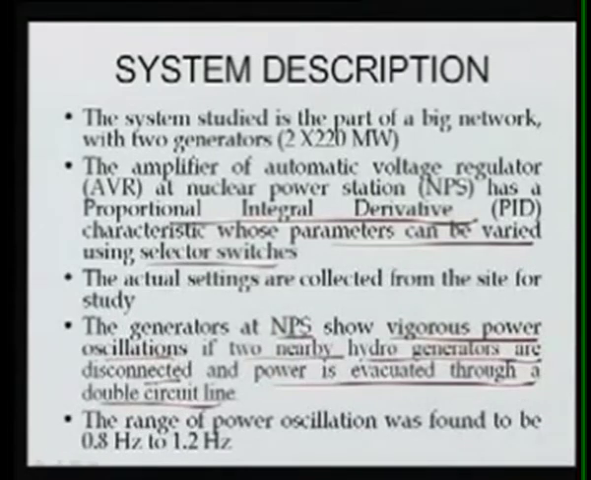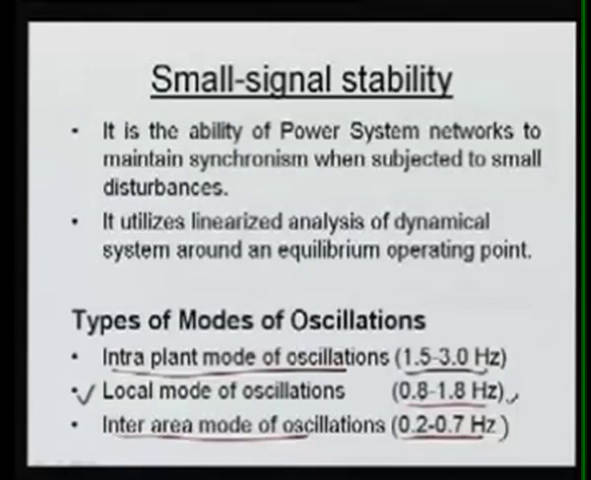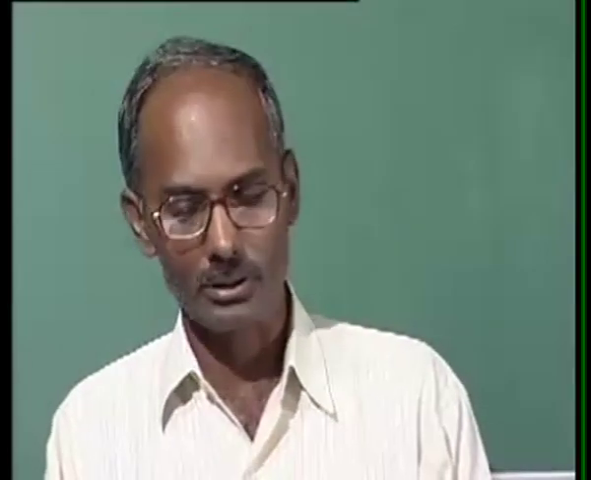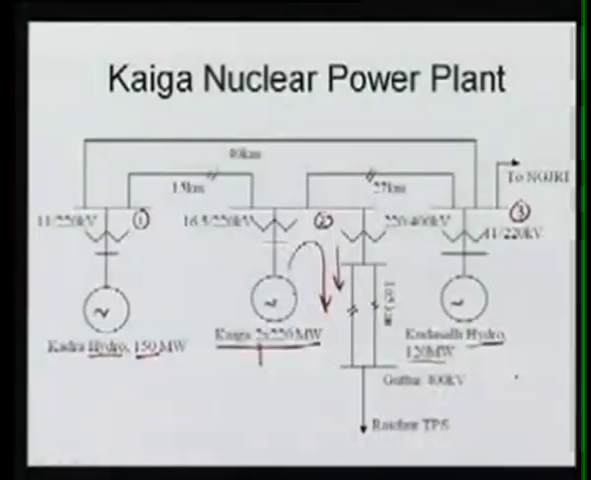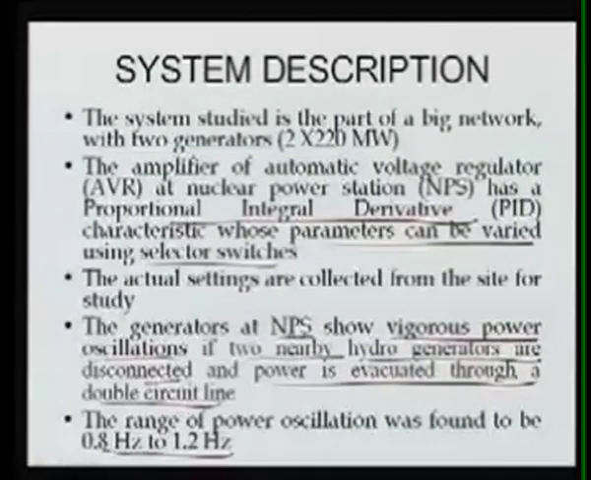It was observed that there was an oscillation of around 0.8 Hz. It was measured. You can see this oscillation is coming out in this range, which means it is a local mode of oscillation, where the units at Kaiga are oscillating with the rest of the system. So we just explored what the possibilities were.